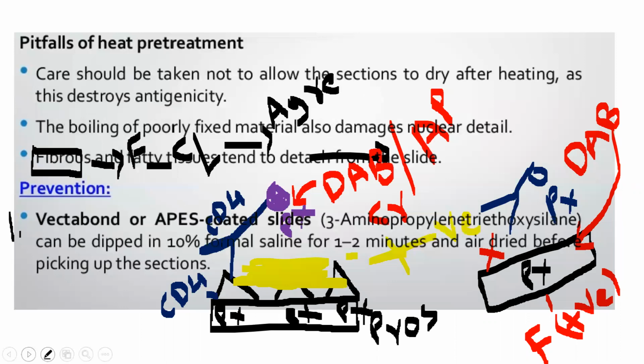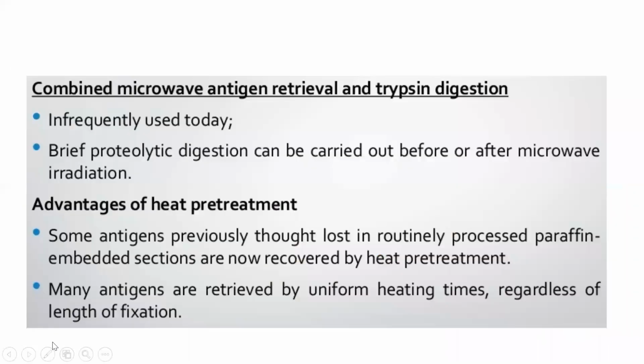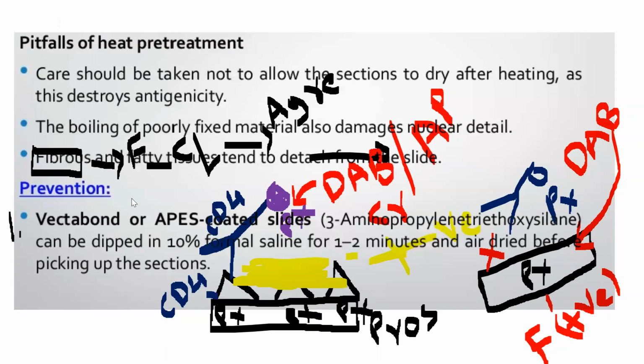Okay, I don't know why I'm getting this one. Just a second. Okay, so blocking of endogenous enzymes can be done by adding certain blockers. Those blockers will block these enzymes.